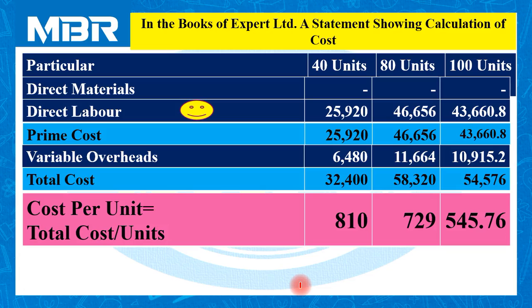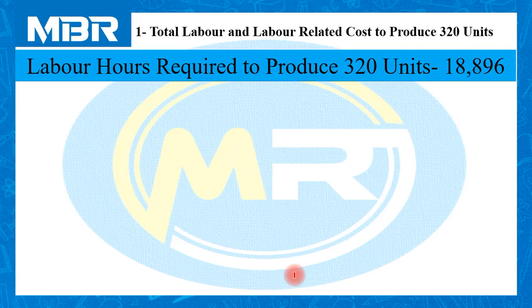But as I said, this question is different, and the examiner has asked a few questions. After this calculation, we have to give answers to the questions asked by the examiner. The first question asked by the examiner is the total labor and labor related cost to produce 320 units. So we need to calculate total labor and labor related cost to produce 320 units.